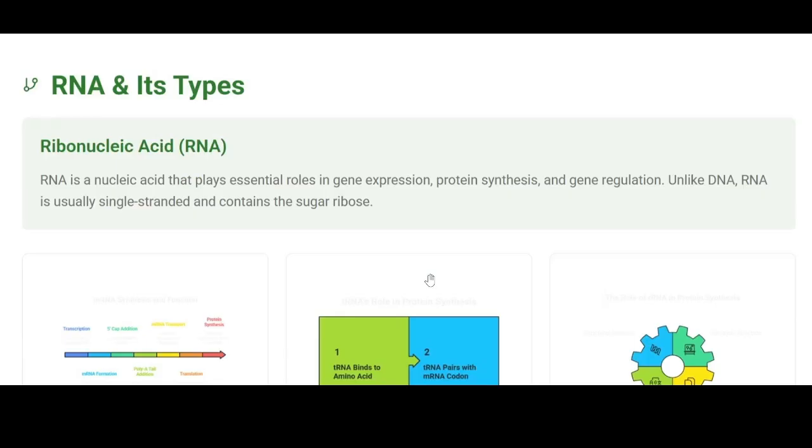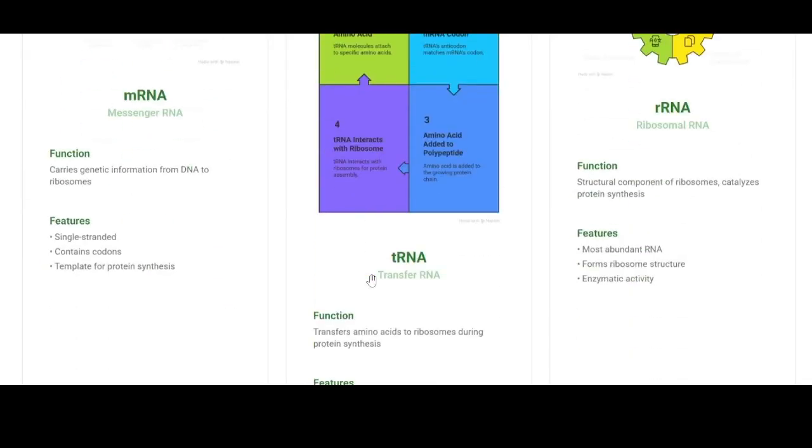On to the RNA and its types. RNA stands for ribonucleic acid, and it is a nucleic acid that plays essential roles in gene expression, protein synthesis, gene regulation, and unlike DNA, it is usually single stranded and contains ribose. Now we have three types of RNA: messenger RNA, transfer RNA, and ribosomal RNA.